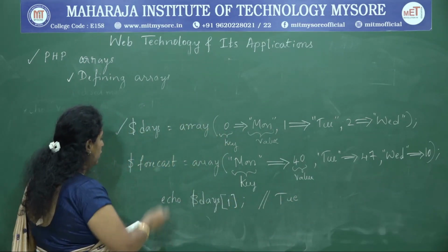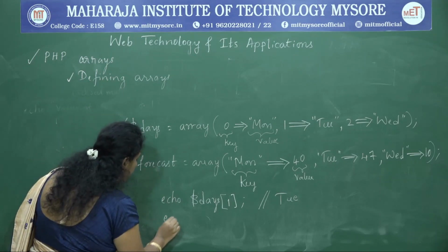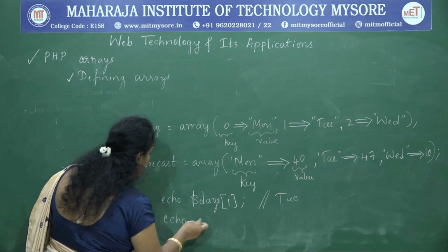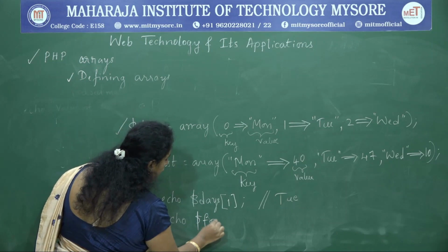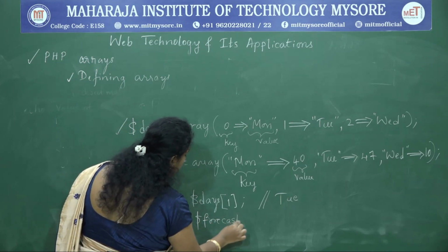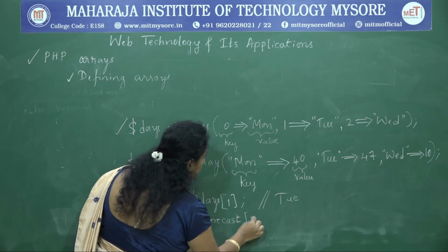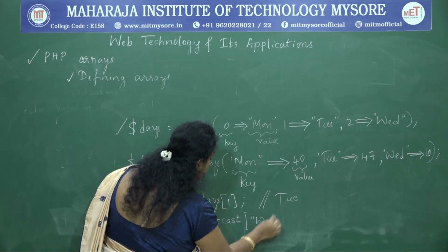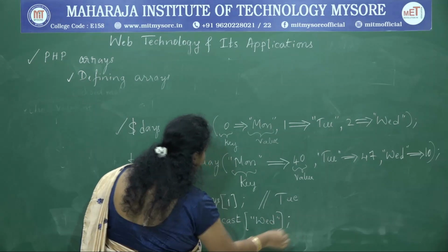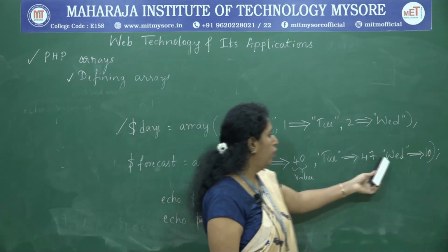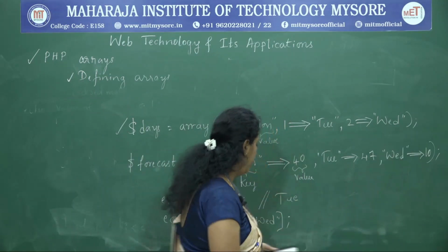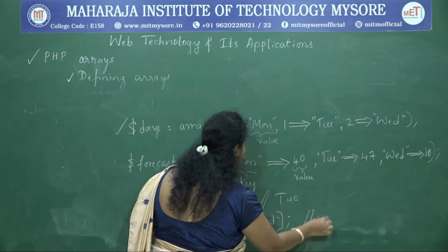Okay. So next let me go for this example. Echo forecast. So key, I will take Wednesday. So in Wednesday, what is the element associated? 10. The output is 10.